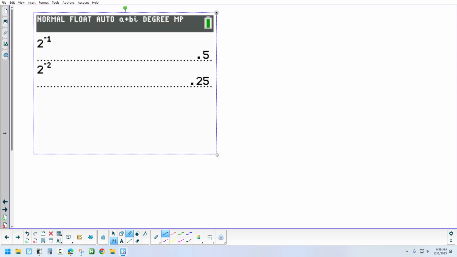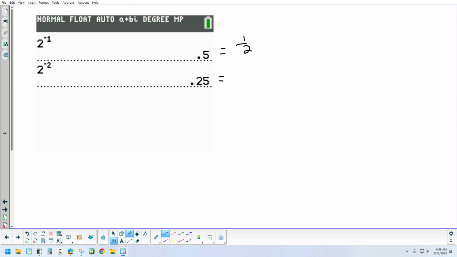How could you raise 2 to a power and get 0.5? Think about, what would 0.5 be as a fraction? What is it? Half. A half. Yep, so this is a half. What's 0.25 as a fraction? Quarter. That's a quarter. So does anybody see how this turns into that?